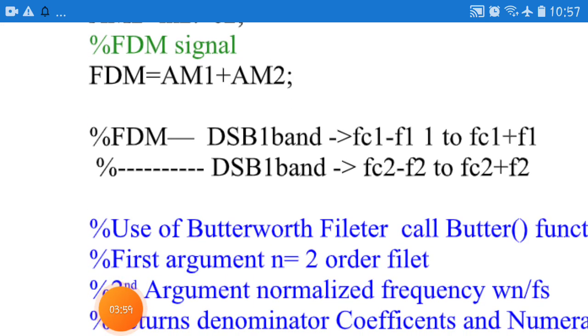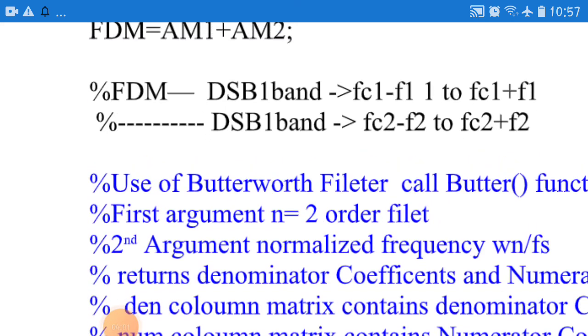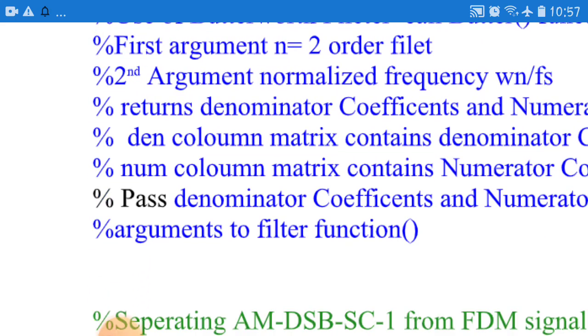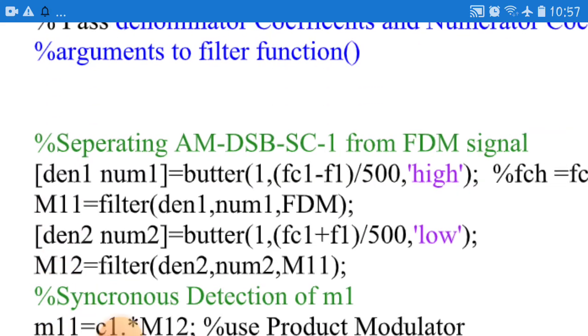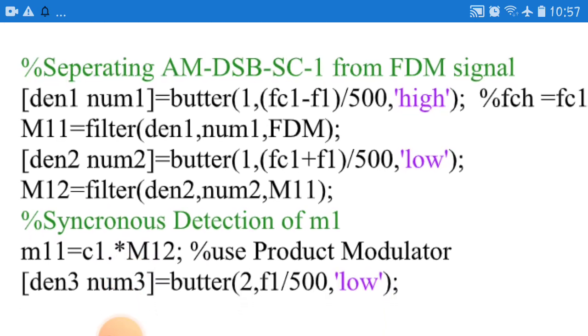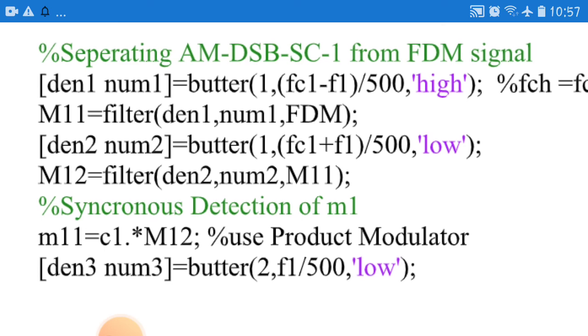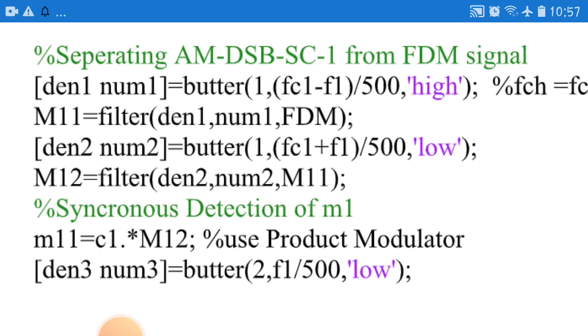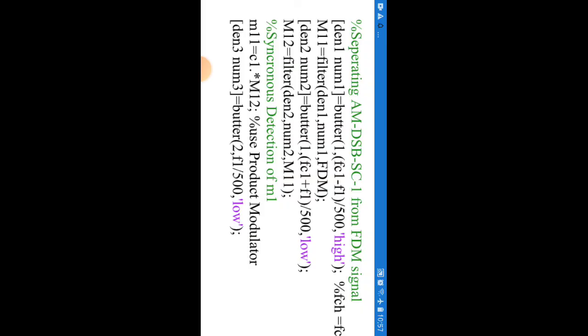Okay, now we have to separate AM1 and AM2 from the FDM signal. Now we have only the FDM signal. So now let us see how to separate DSBSC1 and DSBSC2.